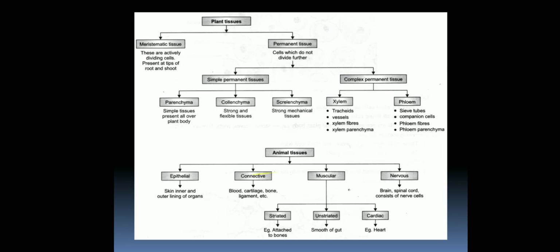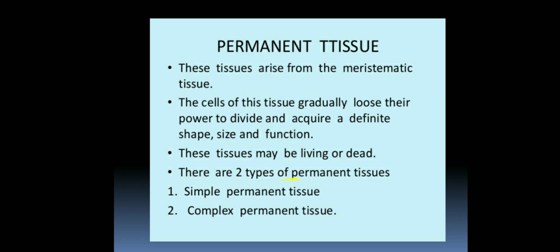Good morning, students. Today we have to start with the permanent tissue. Permanent tissue arises from meristematic tissue. Meristematic tissue is a group of actively dividing cells.